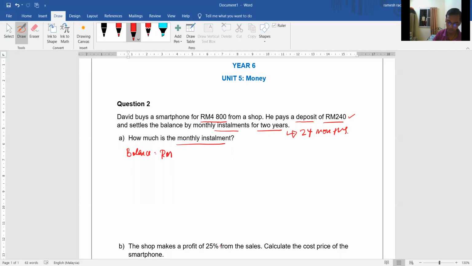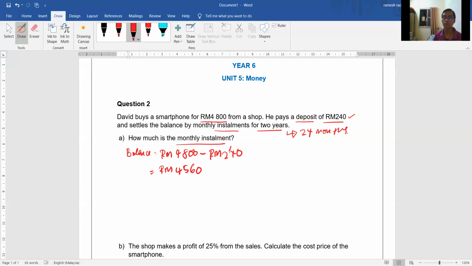4,800 minus RM 240. So we're going to find out how much the balance is. When you minus, you'll get RM 4,560. So this is the amount that you have to pay back within 2 years.